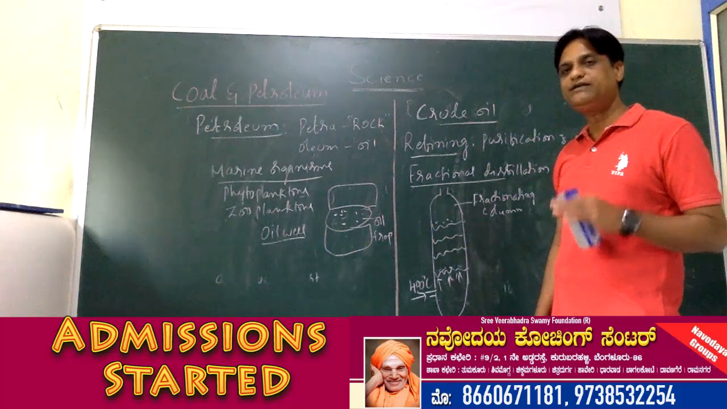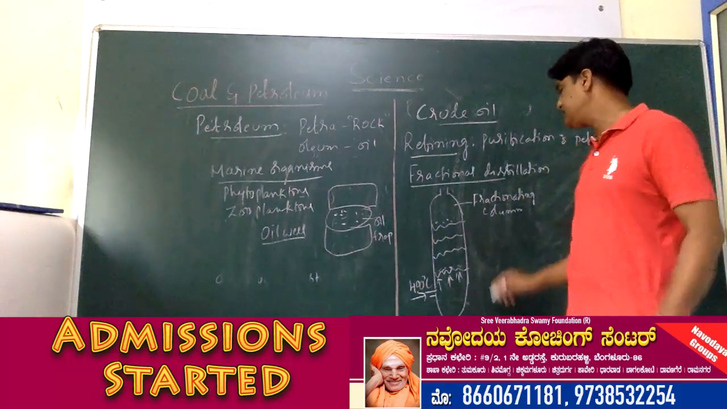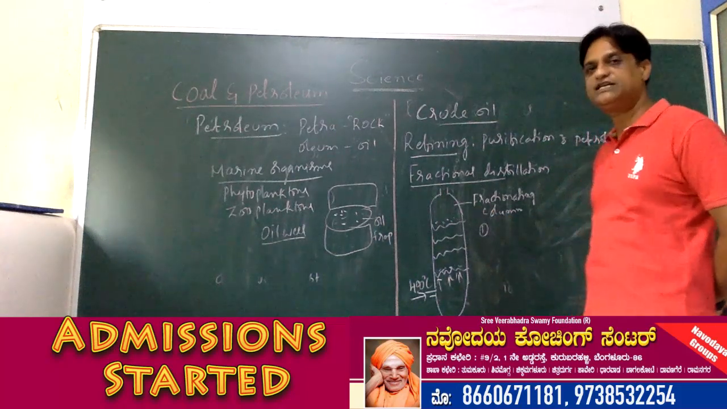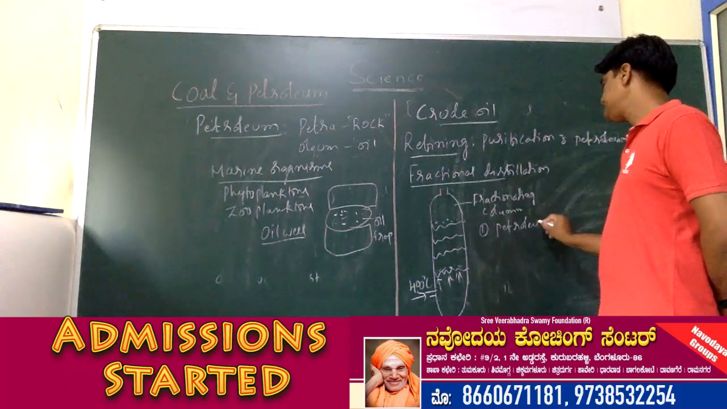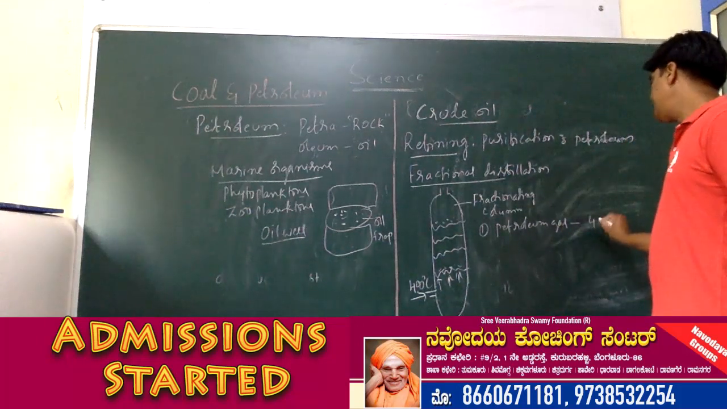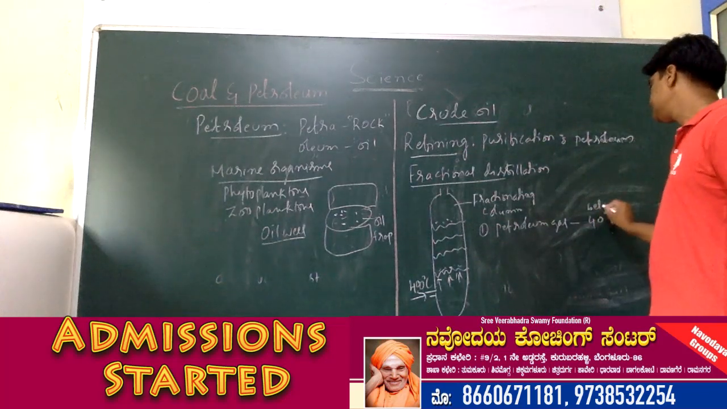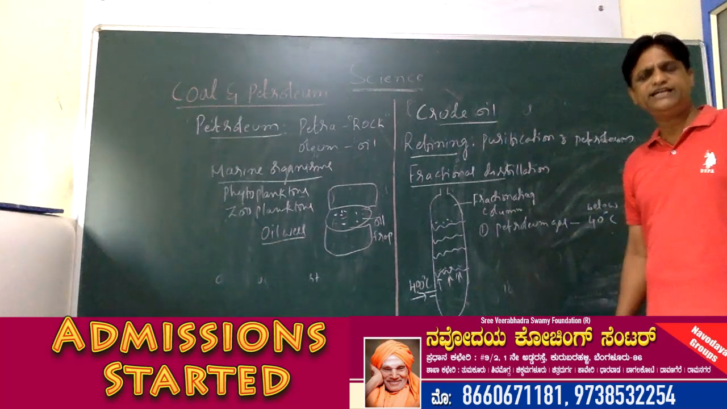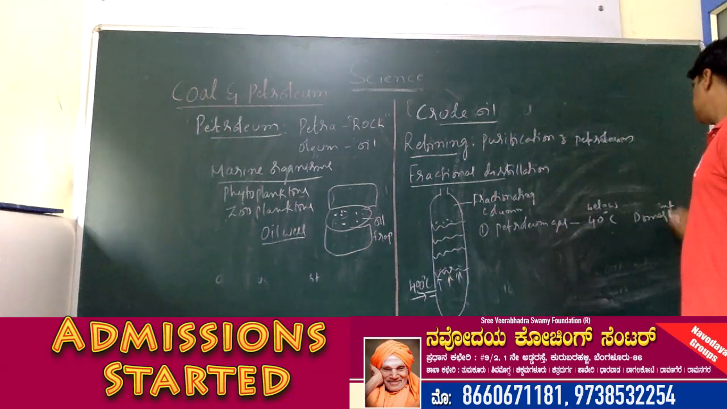So which are the important fractions of petroleum that are obtained when petroleum is subjected to fractional distillation? One is called petroleum gas. Its boiling point range is below 40 degrees Celsius, so it will be obtained in gaseous form, and it is mainly used as domestic fuel.